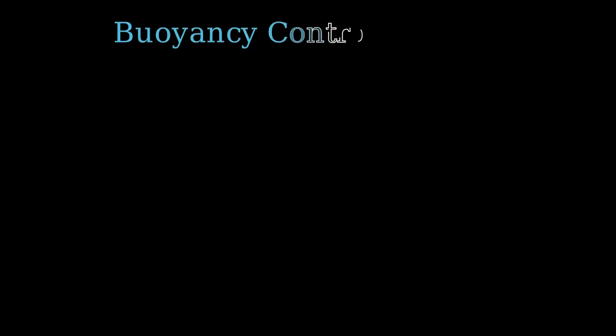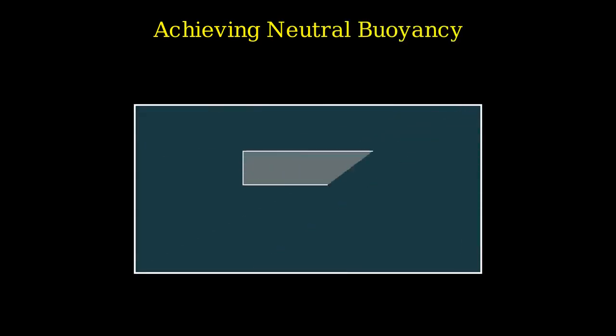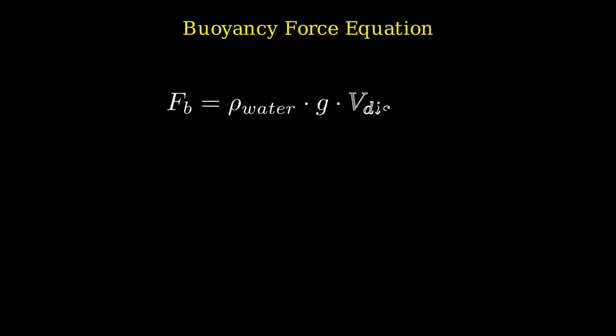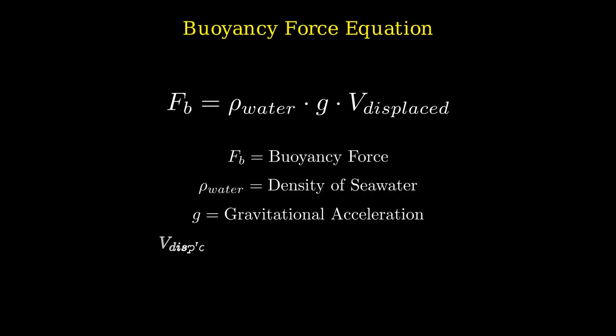Now let's explore the practical implications of these calculations. When we calculate buoyancy control, we must ensure our AUV achieves neutral buoyancy at its operational depth. This is where precision becomes critical. The buoyancy force equals the density of seawater times gravitational acceleration times the volume of water displaced.